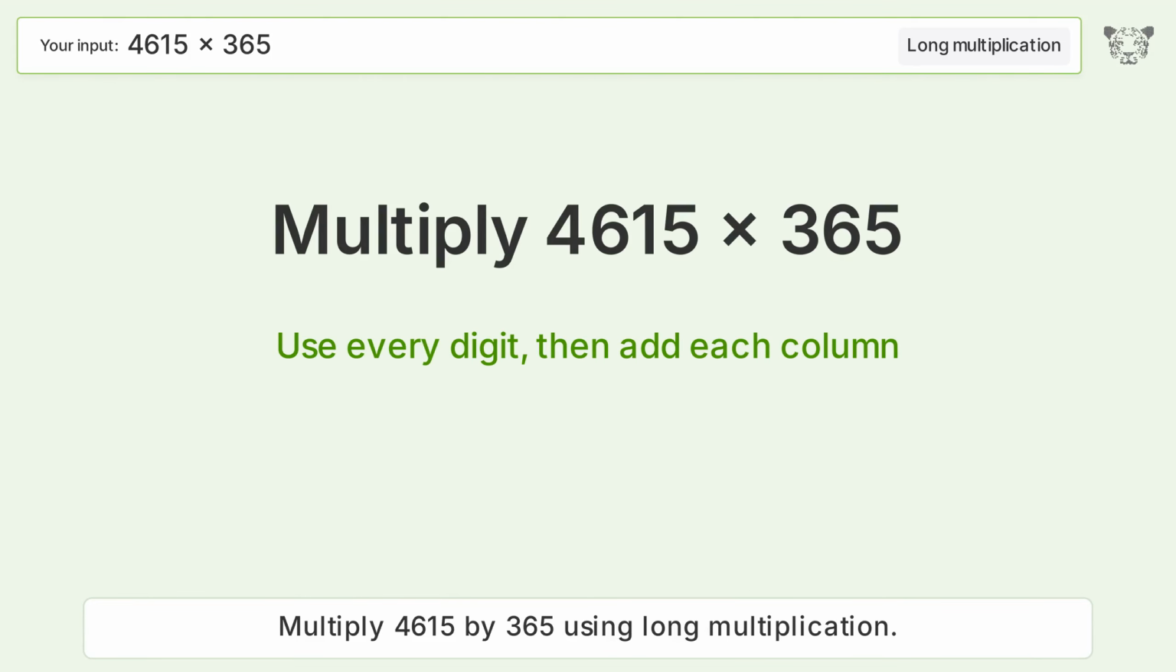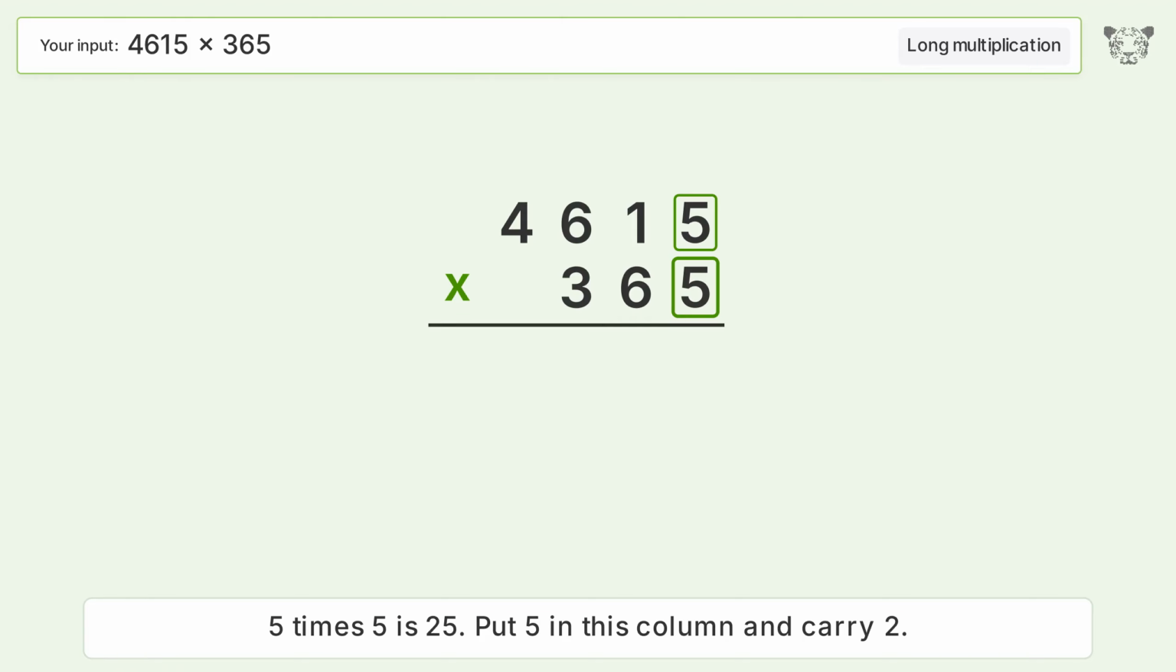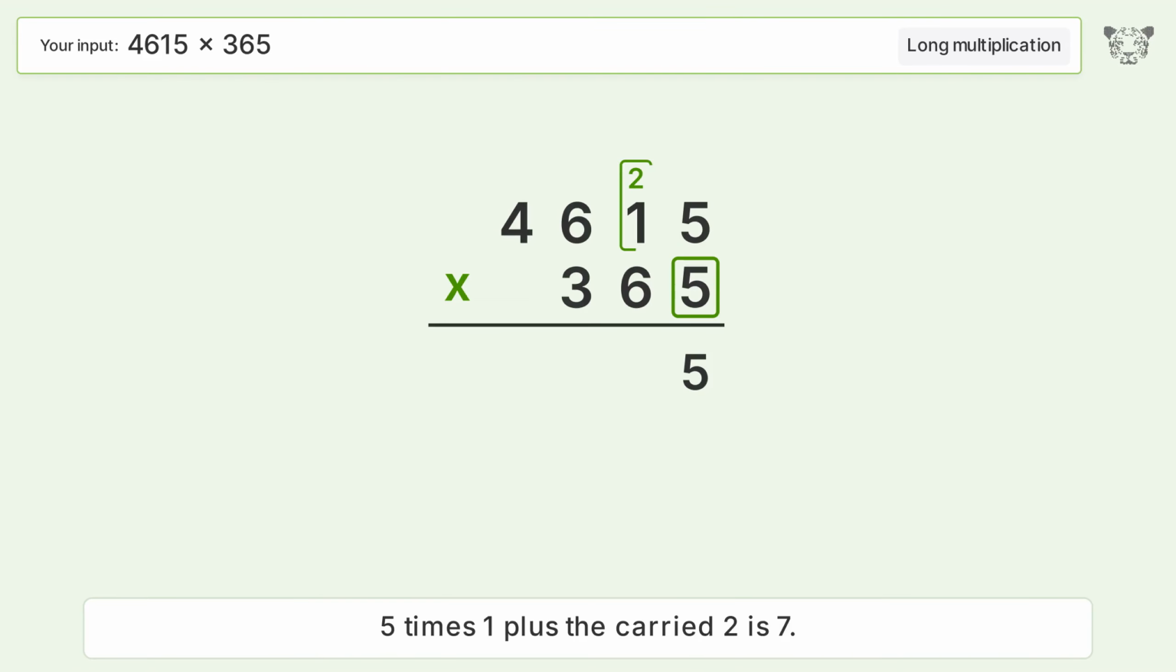Multiply 4,615 by 365 using long multiplication. Start with the ones digit, 5. 5 times 5 is 25. Put 5 in this column and carry 2. 5 times 1 plus the carried 2 is 7.